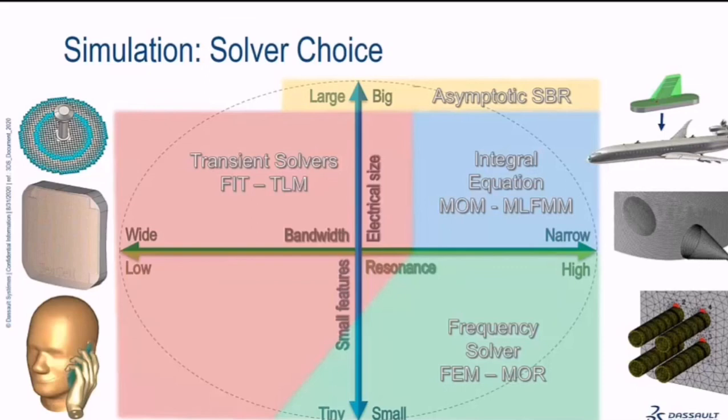Now, all of these, with the exception of the asymptotic approach, will be able to get you a result for your antenna. All of them support hardware acceleration like GPU acceleration, MPI acceleration, domain decomposition, multi-core simulation, and so on. It's just about choosing the right one to get you to your result as quickly and as accurately as possible.